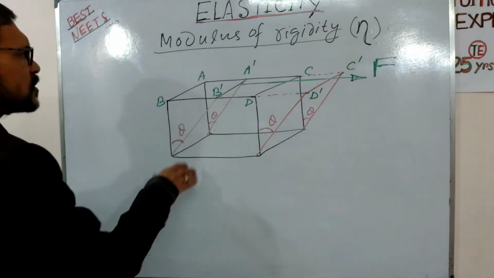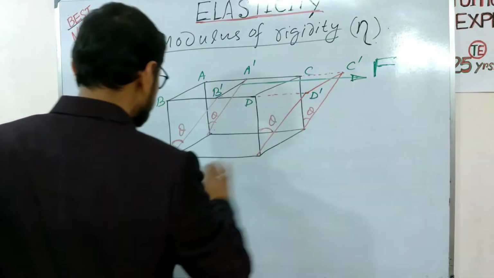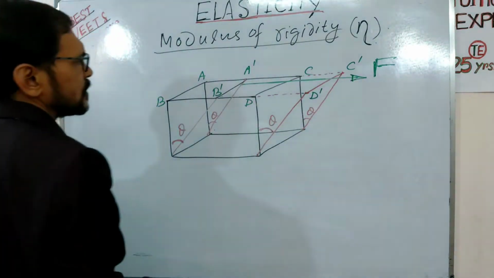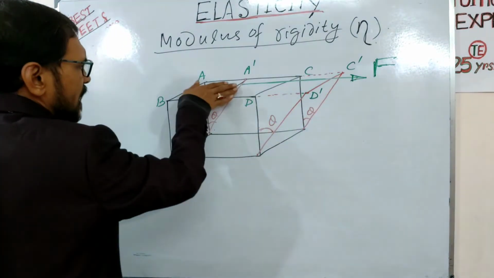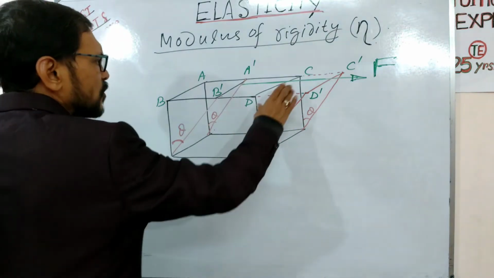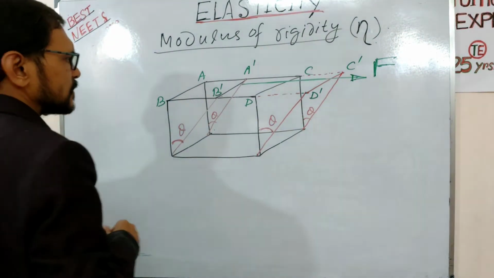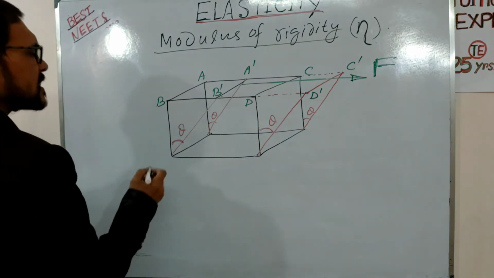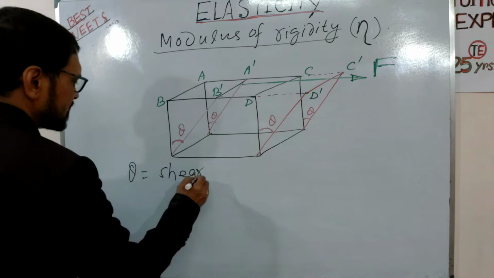So for modulus of rigidity, we draw this book, and an external force is applied on the surface of the book. Now this upper surface will tilt somewhat, that is, an angle is formed. This angle theta is called shear strain.